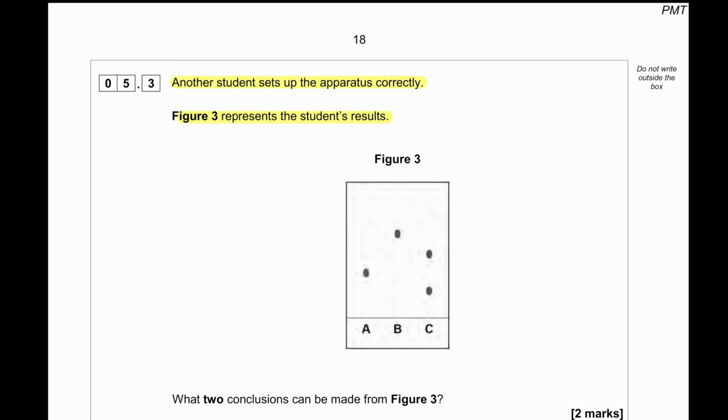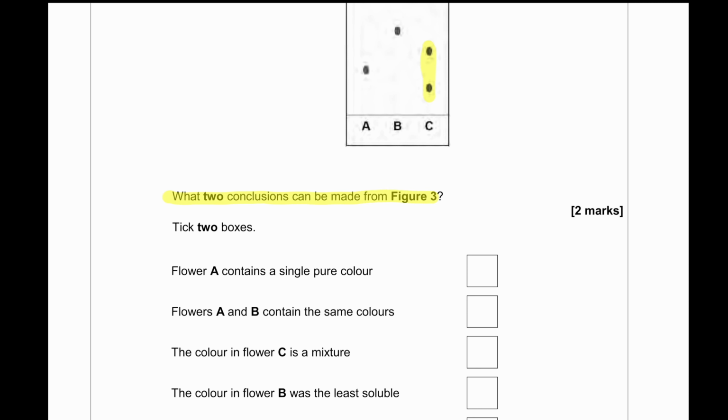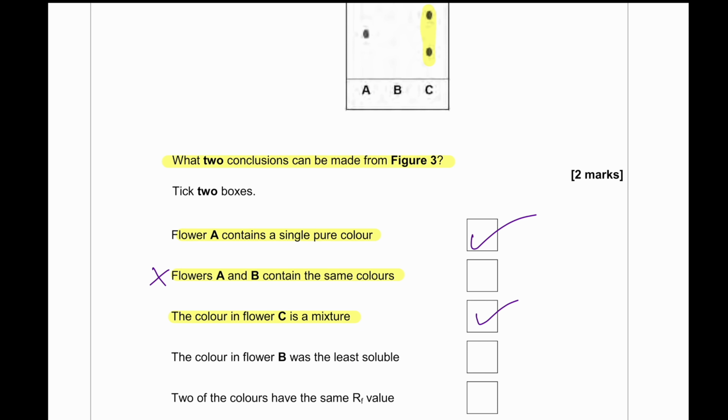Figure 3 represents the student's result. We can see A, B, C, and we can see C contains both A and B. What two conclusions can be made from figure 3? Flower A contains a single pure color. Yes, this is correct. Flower A and B contain the same color. No, their spots are not in the same line. They are not correct. The color in flower C is a mixture. We can see flower C contains a mixture of two colors. Alright, so since we have to take only two conclusions, we are already done.